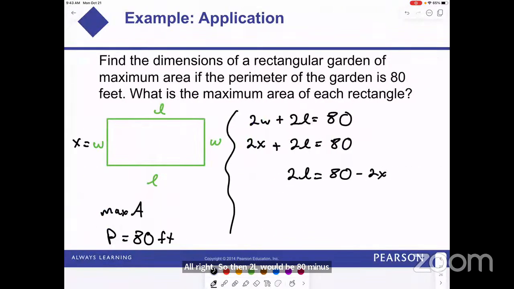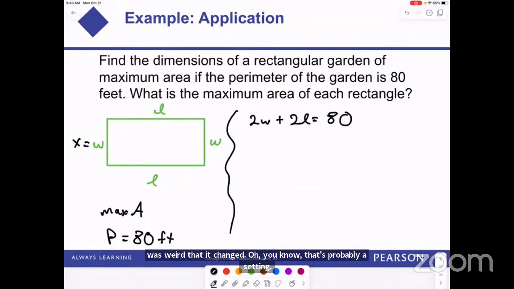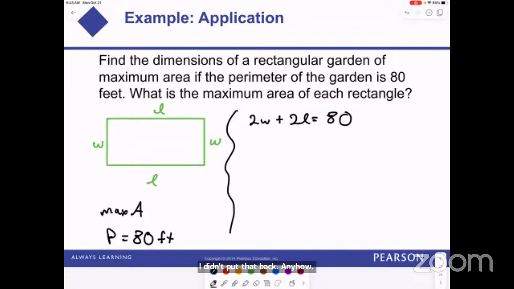Let me back up a little bit. Instead of introducing x, that was weird that it changed. Oh, that's probably a setting. Anywho, let's just solve for L in terms of W, right? So if we solve for L, 2L equals 80 minus 2W, okay? Divide both sides by 2, so then the length is going to be 40 minus W, okay?